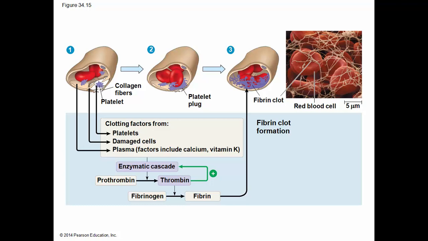Number 1, the clotting process begins when the endothelium of a vessel is damaged, exposing connective tissue in the vessel wall. Platelets adhere to the collagen fibers in the connective tissue and release a substance that makes nearby platelets sticky. Number 2, the platelets form a plug that provides immediate protection against blood loss.